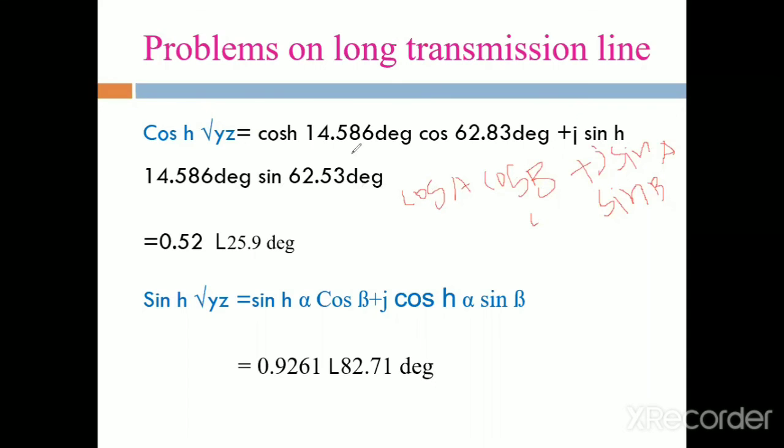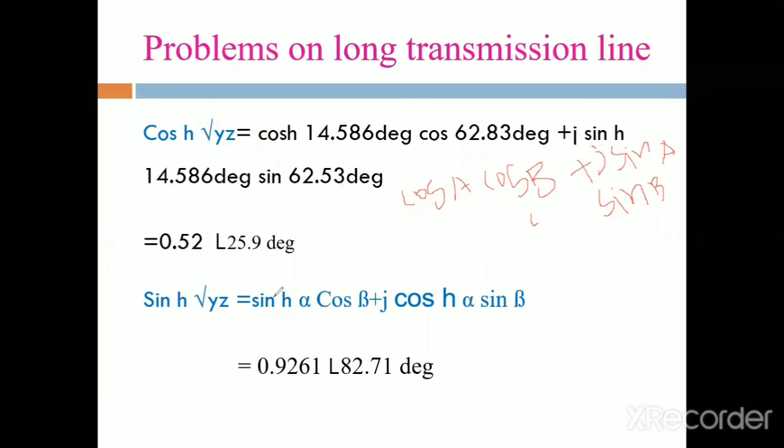Substitute alpha for a: alpha is equal to 14.586, and beta, b is the beta, that is 62.83, plus j sinh of alpha, that is 14.586 degrees, plus sin of b. That is the cosh root of yz. Then sinh root of yz means root of yz is alpha plus j beta.